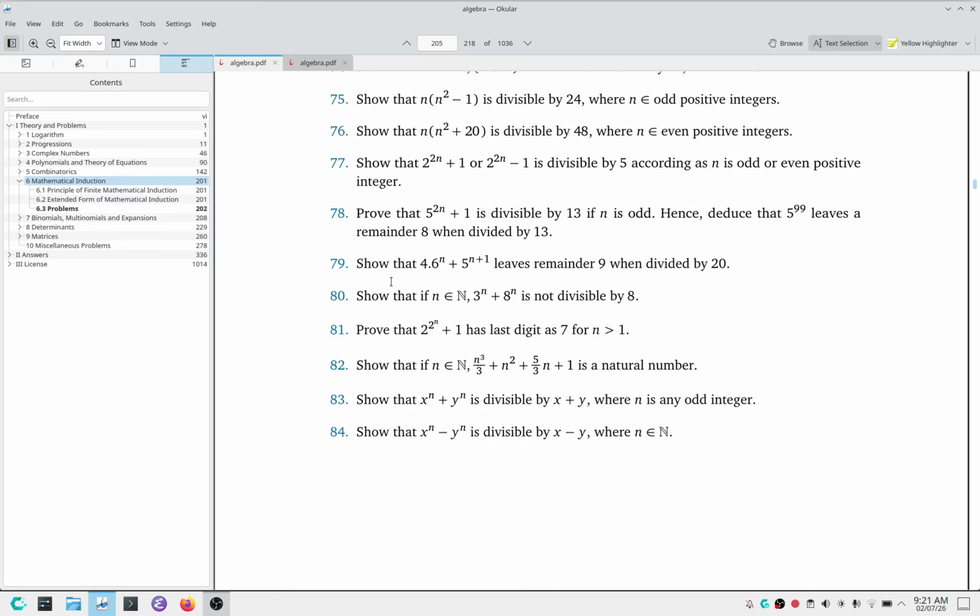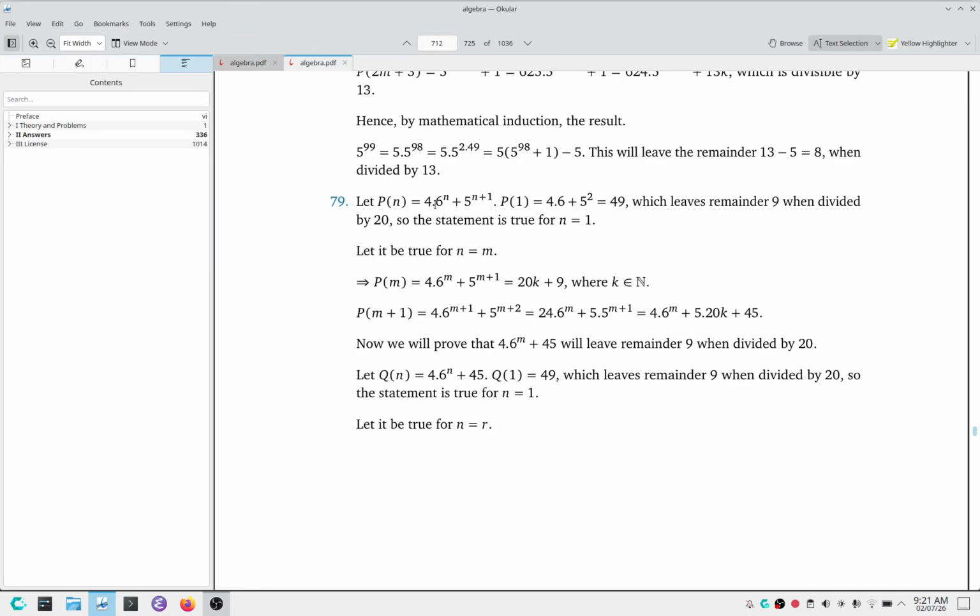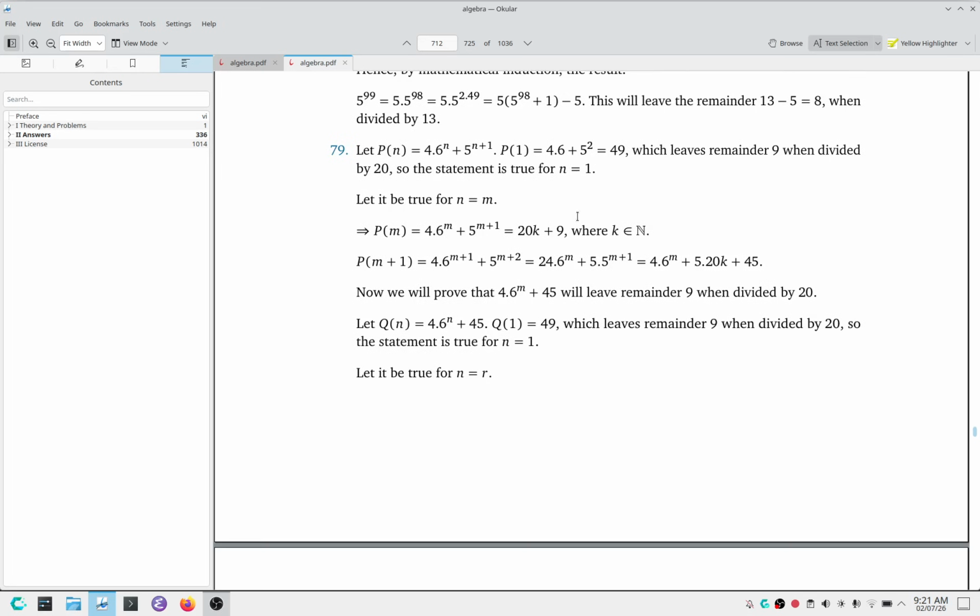Question 79 says that show that 4 times 6 to the power n plus 5 raised to the power n plus 1 leaves remainder 9 when divided by 20. So we let the given expression as P of n, we put n is equal to 1, we got 49, which leaves remainder 9 when divided by 20. So the statement is true for n is equal to 1, we now put n is equal to m. So the expression is 4 times 6 to the power m plus 5 to the power m plus 1 is equal to 20k plus 9.